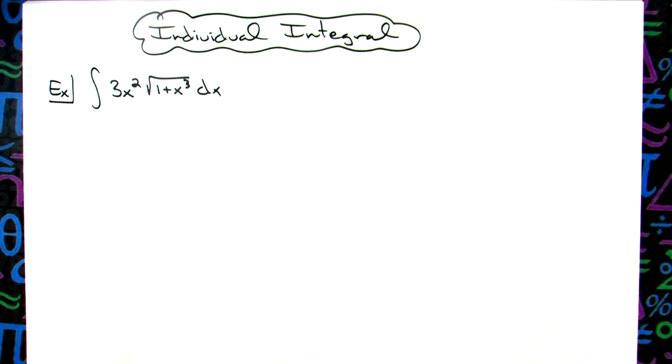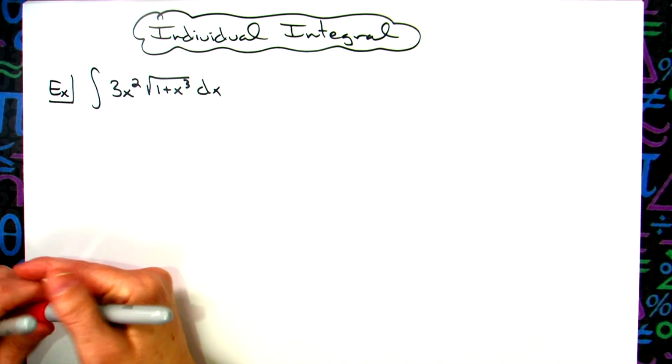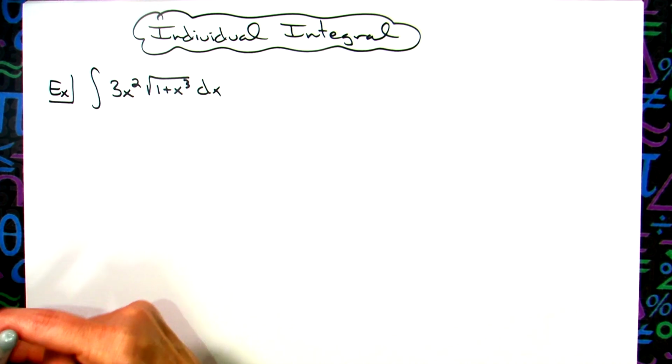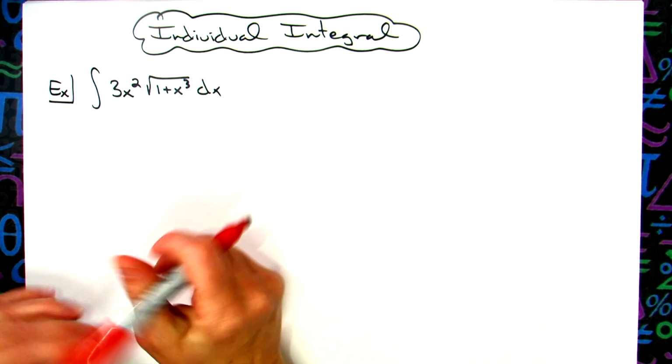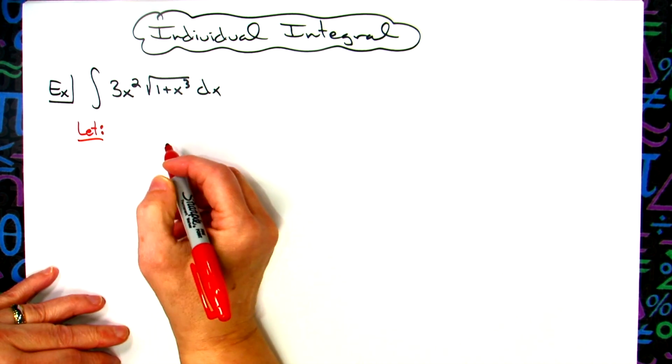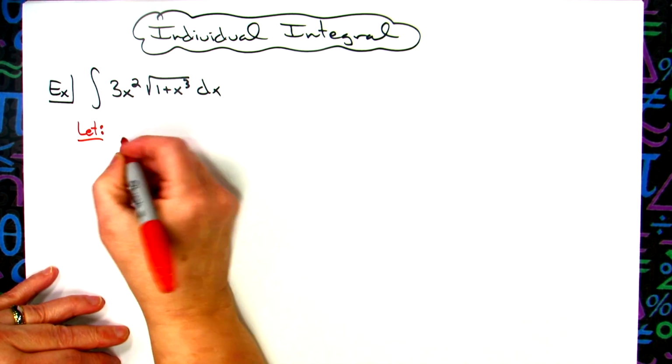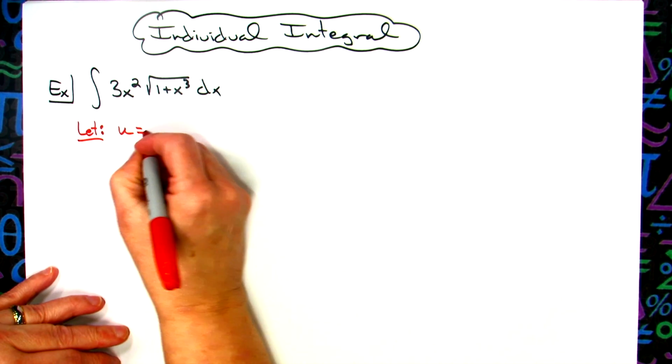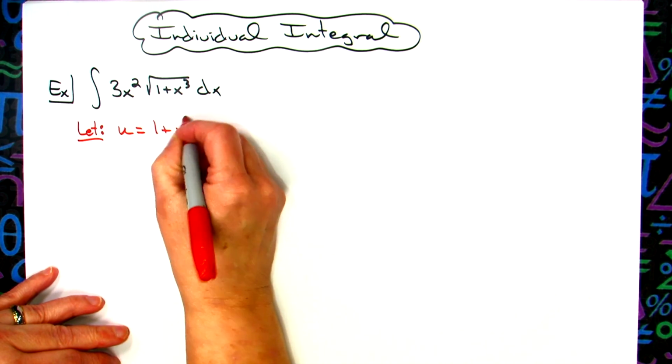In this video, we're going to take a look at an individual integral. This would be common in a Calc 1 class because we're just going to do a basic u substitution. So for starters, we're going to let our u be everything that is underneath the radical. So I'm going to say u is equal to 1 plus x to the third.